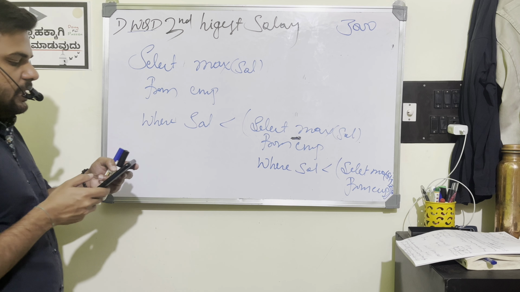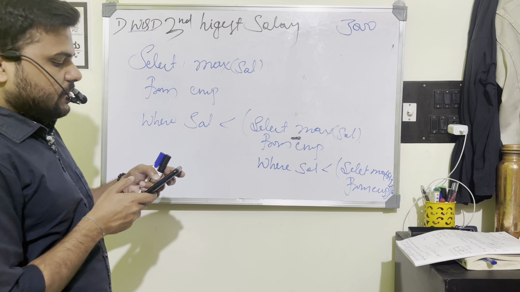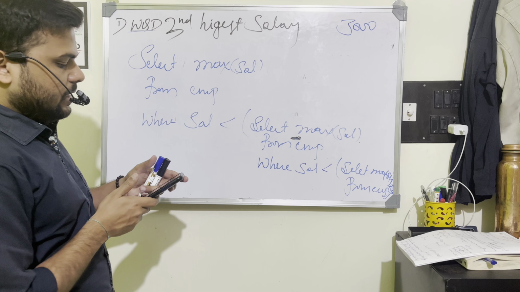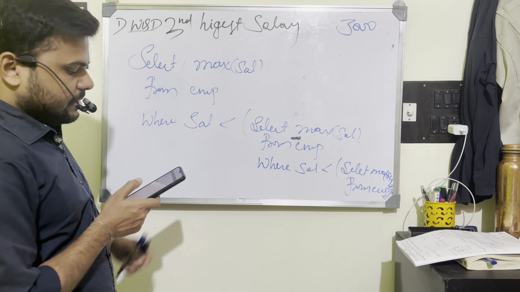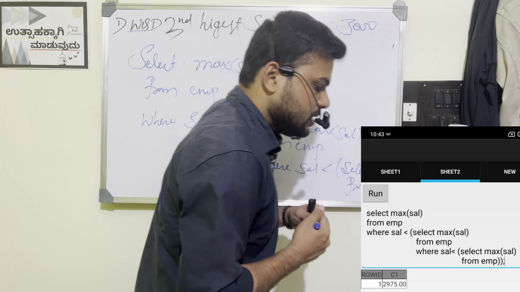Select max of sal from EMP where sal less than select max of sal from EMP where sal less than select max of sal from EMP. Close the parenthesis and terminate with a semicolon. The third highest salary is 2795.